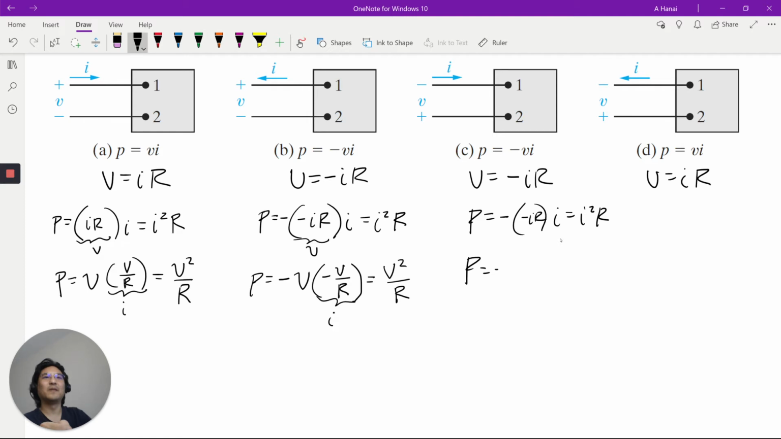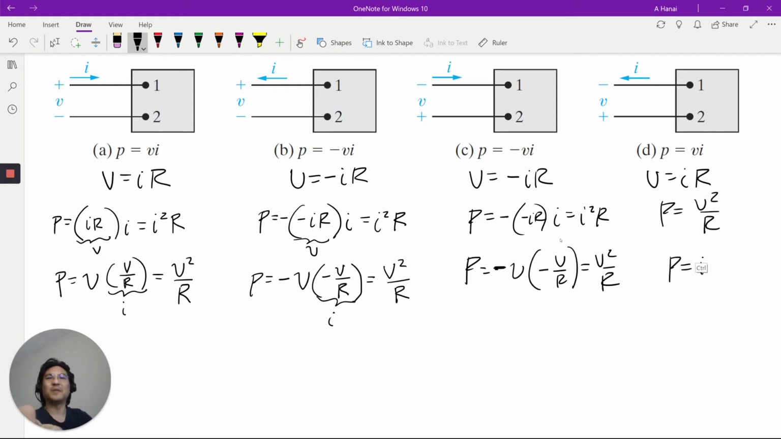Negative V times I, but I is negative V over R. So this is V squared over R. Same story here, right? VI. Oh, wrong one. Write the other one. I squared R. V squared over R.